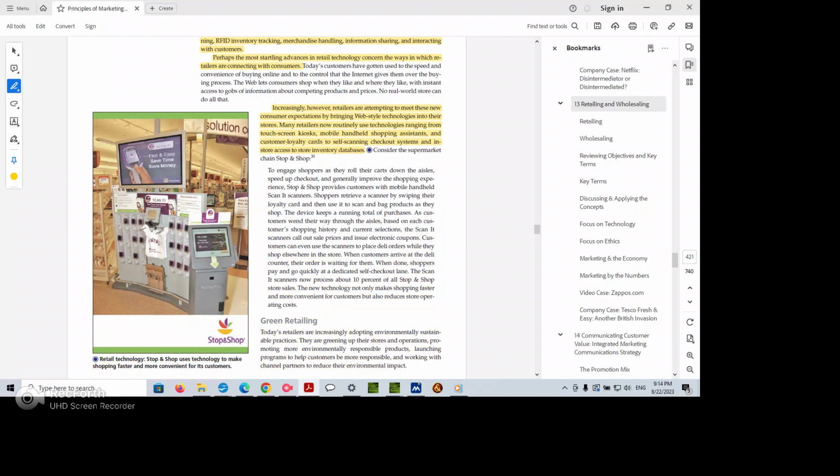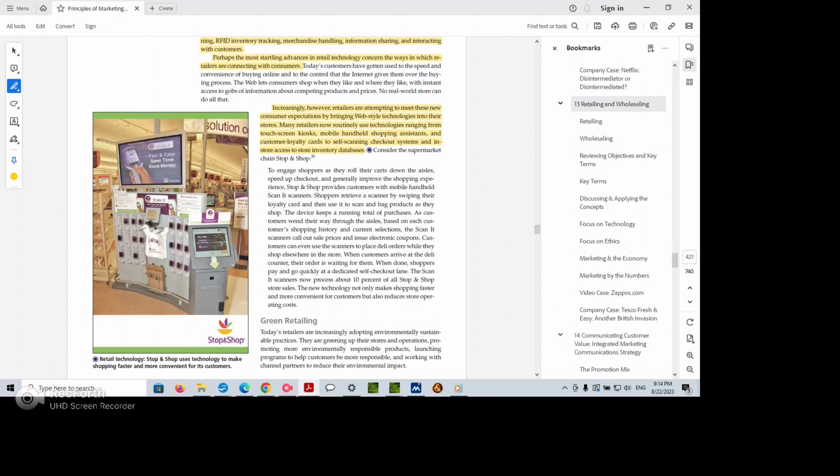Customers can even use the scanners to place deli orders while they shop elsewhere in the store. When customers arrive at the deli counter, the order is waiting for them. When done, shoppers pay and go quickly at the dedicated self-checkout lane.